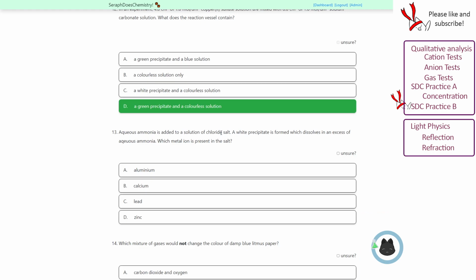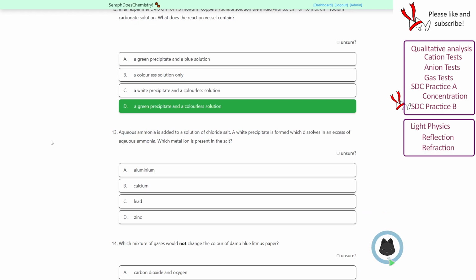Aqueous ammonia is added to a chloride salt. White precipitate. So in this case, normally chloride's best friend should be silver. Too bad silver is not here. Then the other possibility would be lead. Aqueous ammonia is added to a solution of chloride salt. So then a white precipitate is formed, which dissolves in excess.